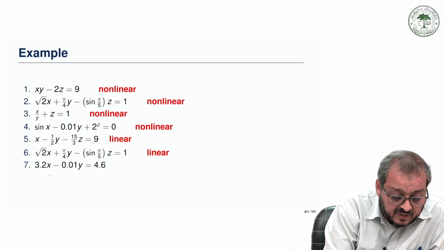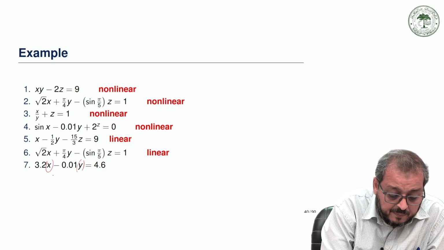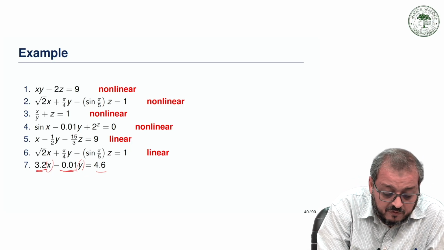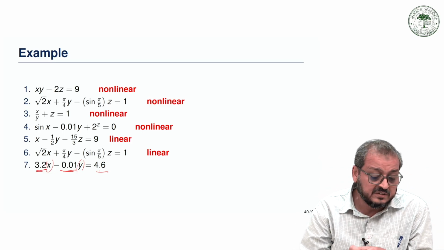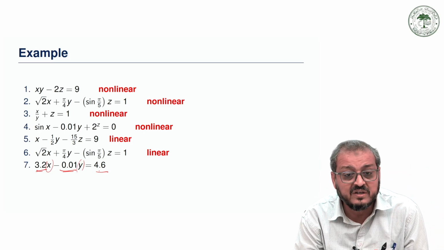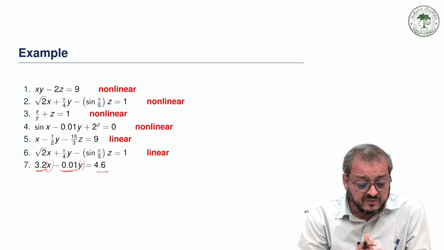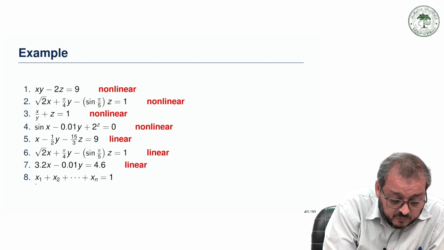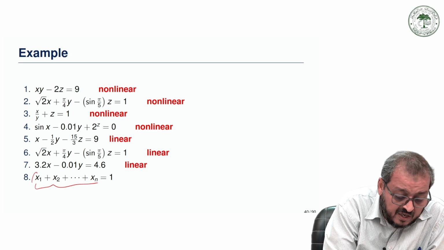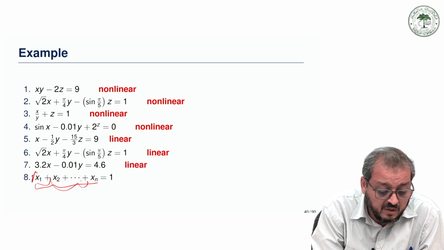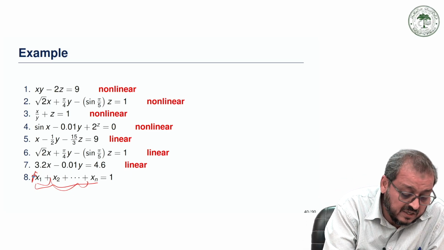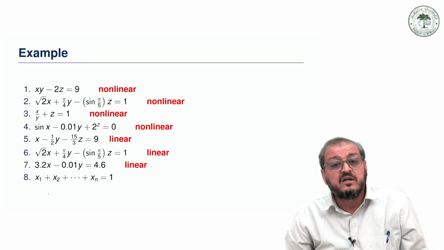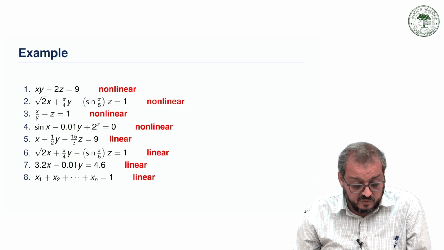Now again we can say that for the variables x and y, the power of x is only 1. These are some constants, 4 and minus 6 point something, written in decimals. So clearly again this is an example of a linear equation. Now this one: x1, x2, up to xn, where all the coefficients are equal to 1 and all the constants are equal to 1. Clearly this is again one example of a linear equation. So this is again linear.